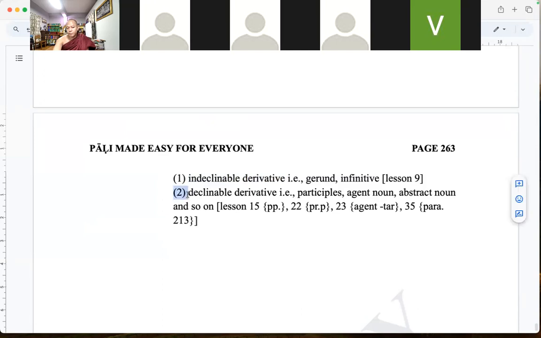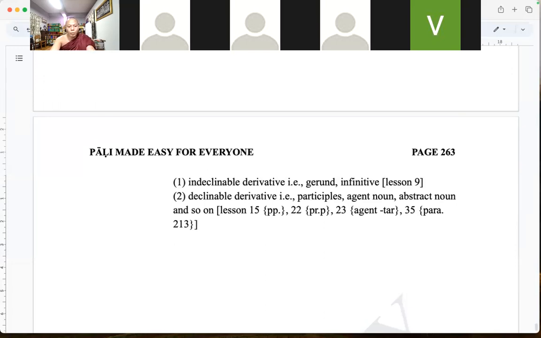And then the last part is the declining part, or the declining derivatives. That is, participles: present participle, past participle, future passive participle, and then past perfect active participle also. And the agent noun, verb noun, and so on. Those are in lesson 50. And then the last one is what we have now learned.